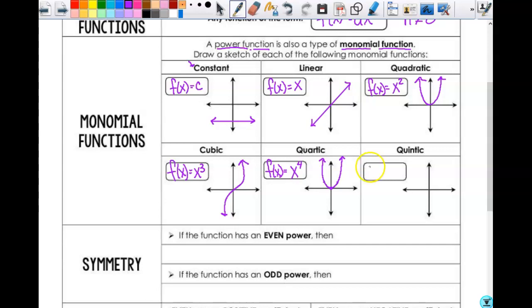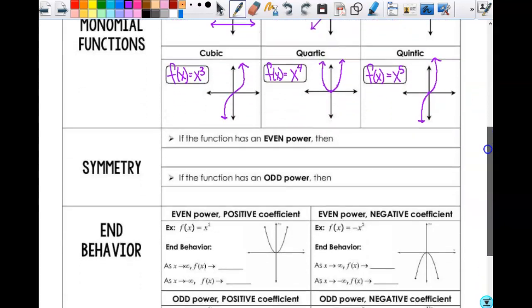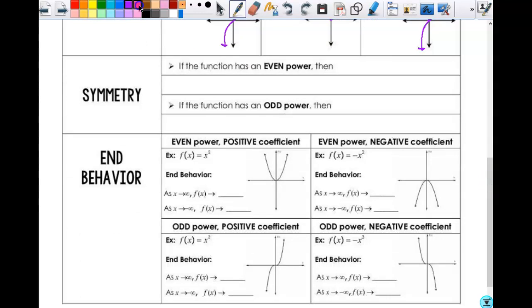Quintic. So f of x equals x to the fifth. Let's think about that. Substitute in 0, get 0. Substitute in 1, get 1. Substitute in negative 1, get negative 1 because it's an odd power. I would get the same thing for 2, and then negative 2 would be down here. So your quintic looks like this. It looks like a cubic. So when you're talking about power functions, if the degree is even, they all have the quadratic look to them. If the degree is odd, they will all have that cubic look to them. And because they have those looks, that's what happens with the symmetry.